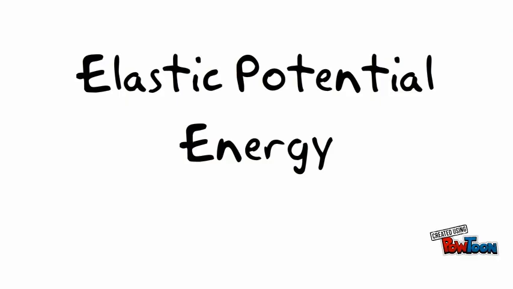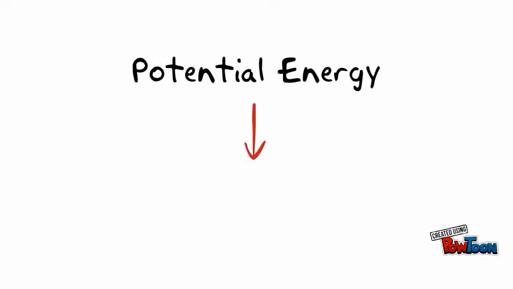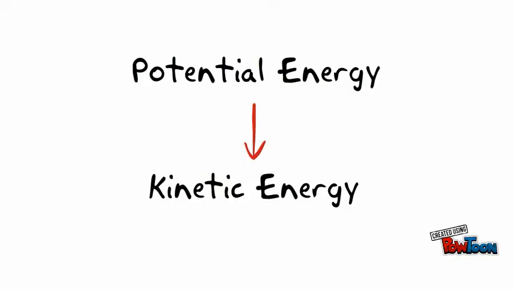Now we can talk about elastic potential energy. Elastic potential energy is defined as the energy due to a stretch or compression. So imagine a rubber band or a compressed spring. We saw in the overview of energy lesson that potential energy converts to kinetic energy when the forces are great enough to put an object into motion.